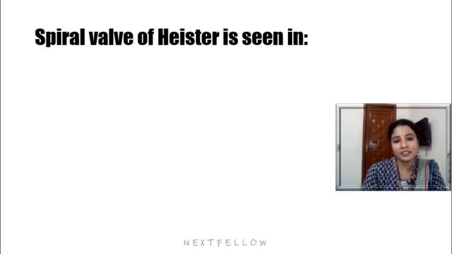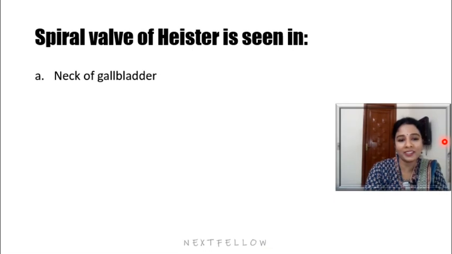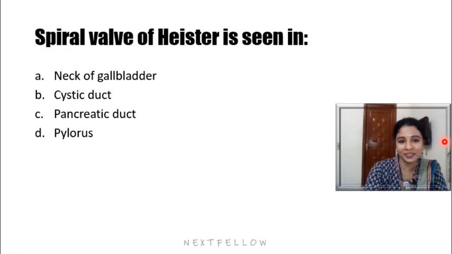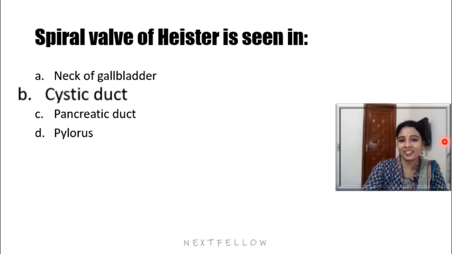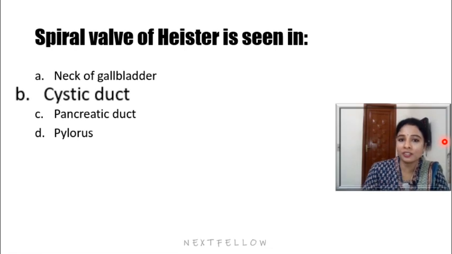And let's see some questions now. The spiral valve of Heister is seen in: neck of gallbladder, cystic duct, pancreatic duct, pylorus. Obviously I hope you all know the answer: the cystic duct. The spiral valve of Heister is formed by the mucosal foldings of the terminal part of the cystic duct, where it opens into the common hepatic duct to form the common bile duct.